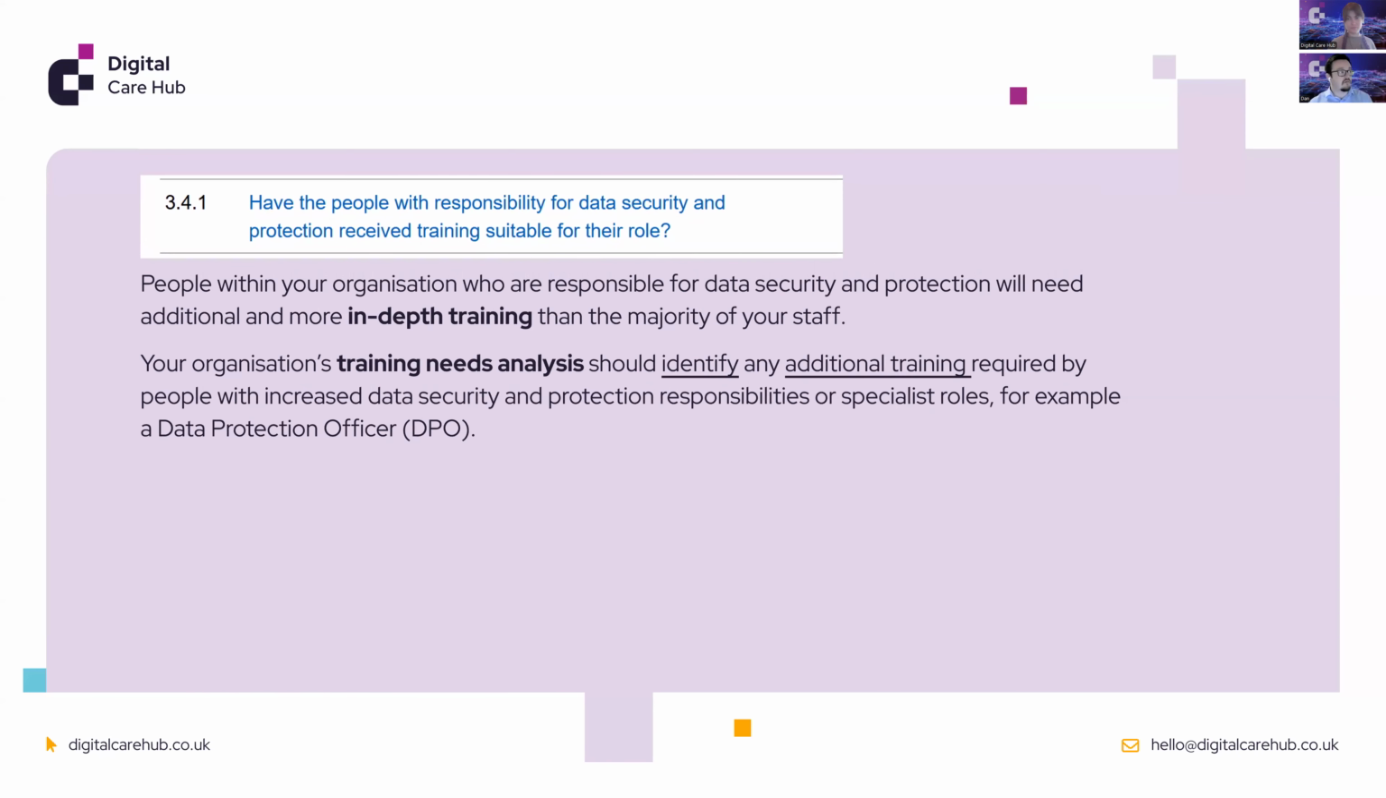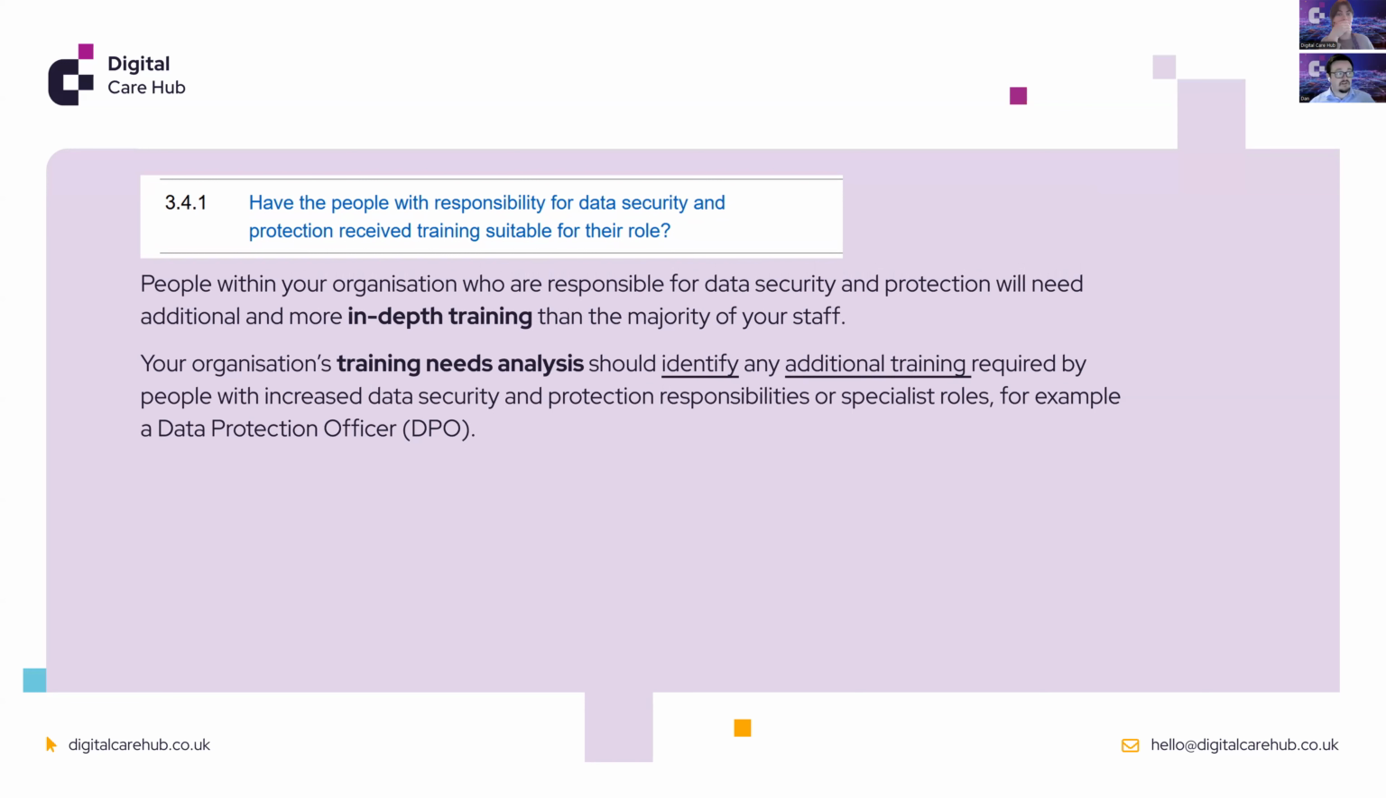I'm looking at 3.4.1. So again, this one's mandatory. Have the people with responsibility for data security and protection received training suitable for their role? So again, quite similar to that 3.2.1, 95% question. Really, what it's looking for is the people who are responsible for that level of data security and protection. So those roles that we identified earlier, your data protection officer, your Caldicott Guardian, your SIRO, your IG lead, have these people had the right level of training?